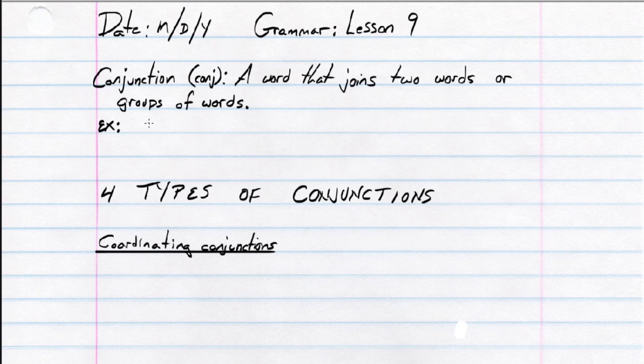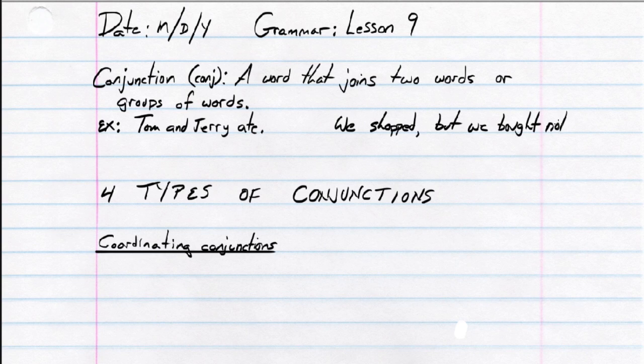As always, examples help best explain this. So let's go back to Tom and Jerry. And let's write down this example sentence. Tom and Jerry ate. Make a little bit of a space here and write this sentence down as well. We shopped, comma, but we bought nothing. We shopped, but we bought nothing.